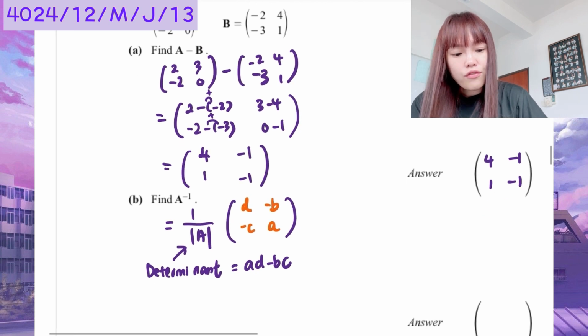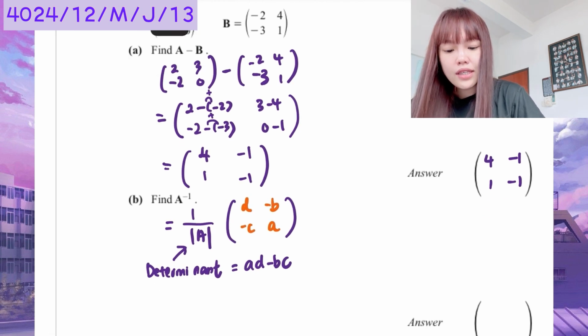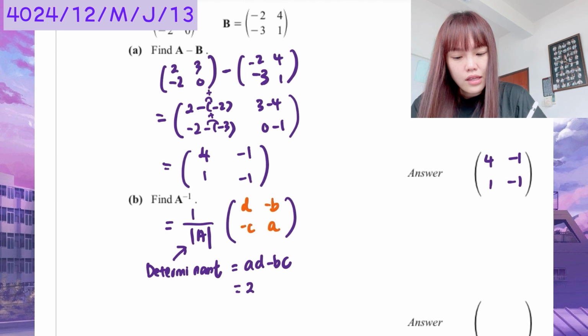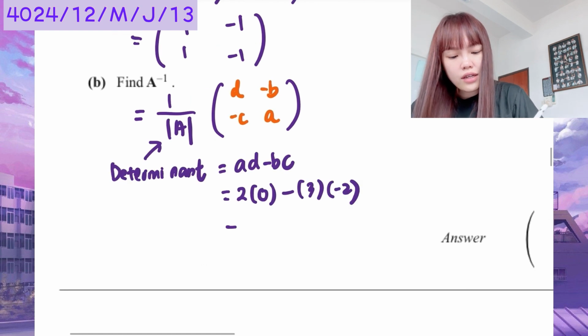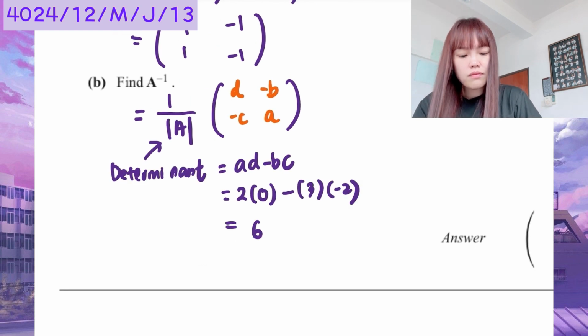Okay, A, from the question here, I already show you A, B, C, D here. A times D, A times 2 times 0, minus B, which is your 3 times negative 2. And you get 6. Okay, it's a 6.